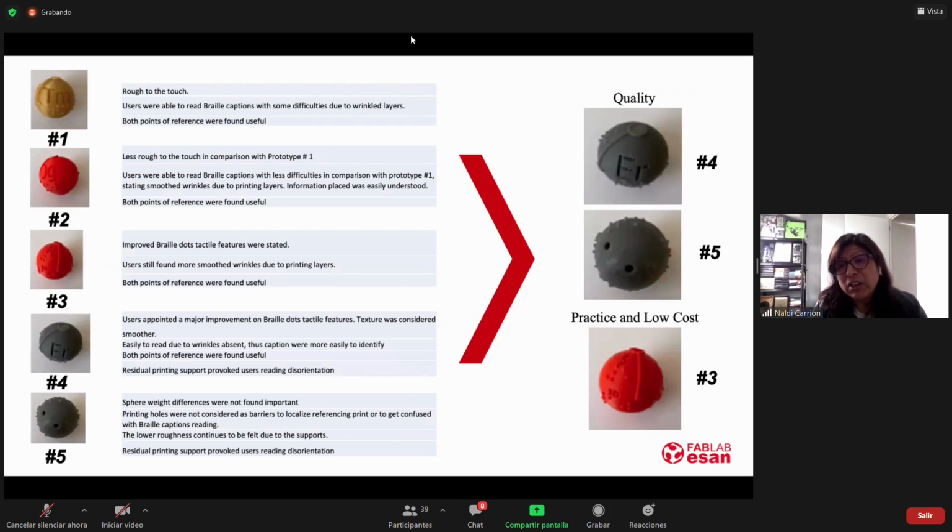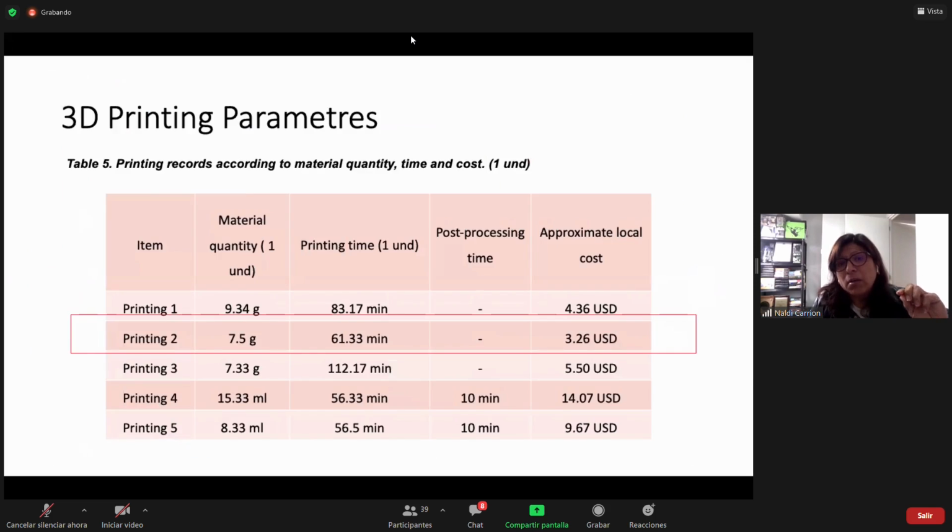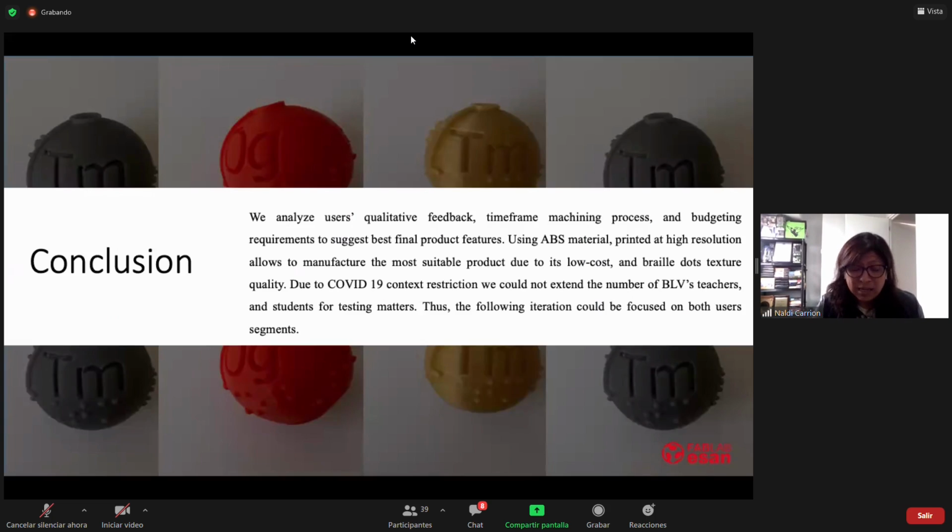What we obtained is that, even though the SLA has more quality, obviously, and reduces the wrinkles that appear because of the printing when we use FDM, in terms of cost and quality we can use FDM 3D printing with ABS in a medium, standard resolution, and it's not going to interfere a lot with the reading process. So the cost will be less, even though the SLA presents less difficulty in terms of the reading. The FDM could be more useful in terms of the investment.